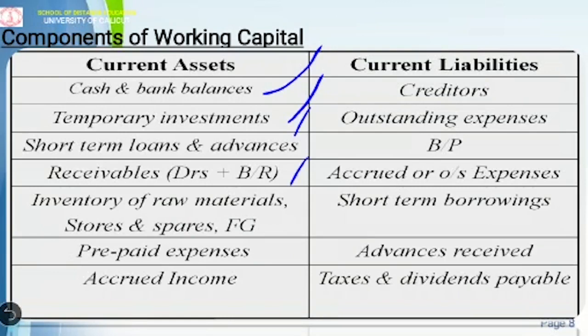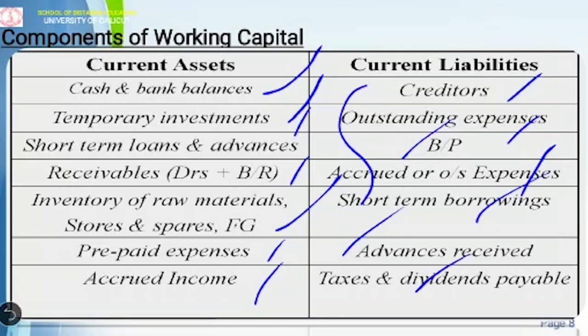Before going to the discussion, we have to keep in mind which items are involved in working capital. Working capital means the investment in current assets and current liabilities. Current assets include cash and bank balances; temporary investments, that is, short-term loans and short-term investments; receivables, debtors and bills receivable; inventory of raw materials, stores, spares, etc.; then prepaid expenses and accrued income, earned but not received.